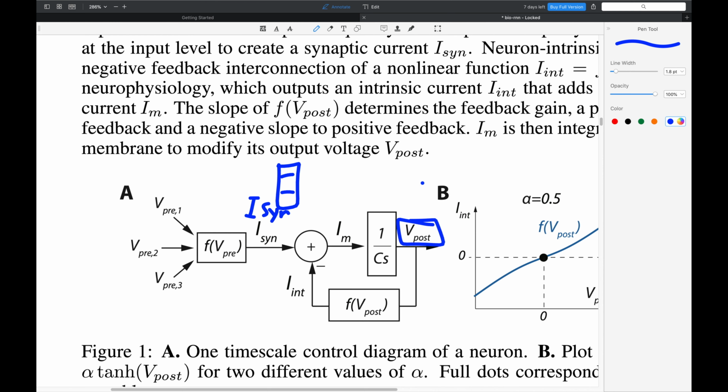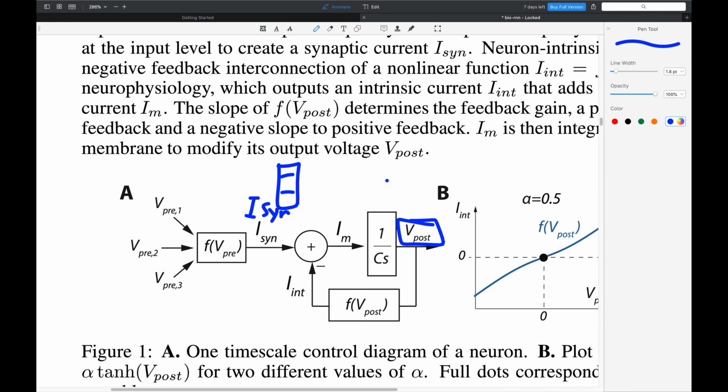Now what's important is that traditional RNNs would have ended here, but what this biological neuron does is that its output modulates its own intermediate process. So this V_post goes through a nonlinearity f and is subtracted at this intermediate point from I_syn to produce I_m. This is a pretty cool property because the network can modulate itself, the individual cells can modulate themselves.